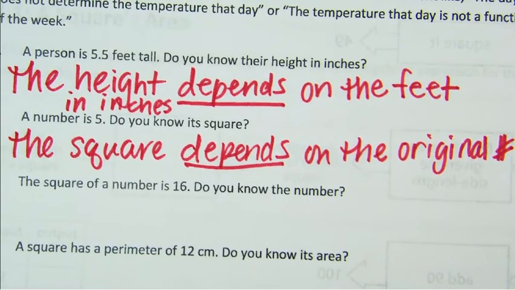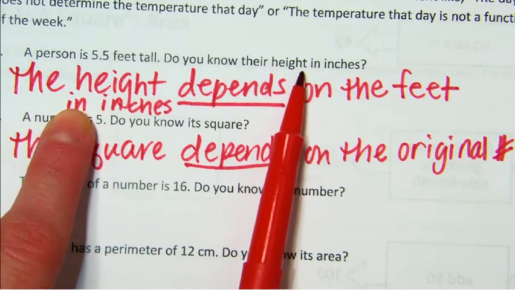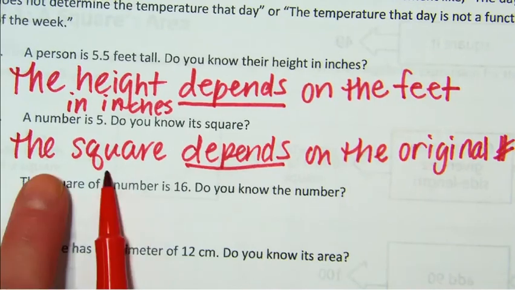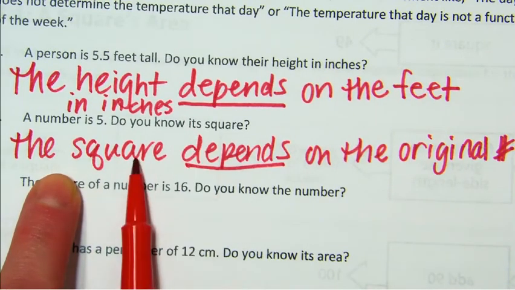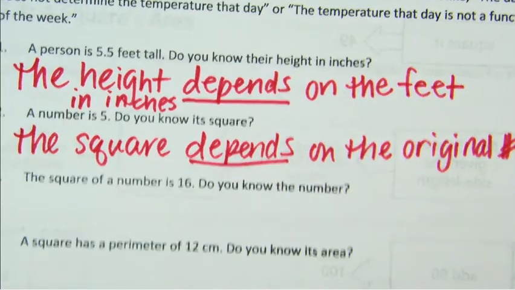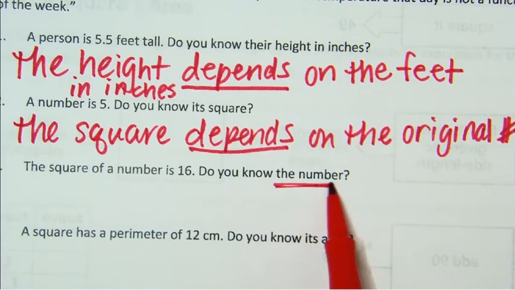And if you notice so far, the height was what we were looking for. What we were looking for depends on what we started with. Here we're looking for the square. What we're looking for depends on what we started with. So the next one, the square of a number is 16. Do you know the number? So this number depends on what the square was.